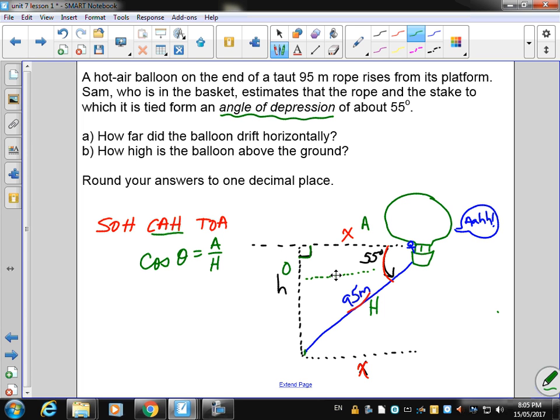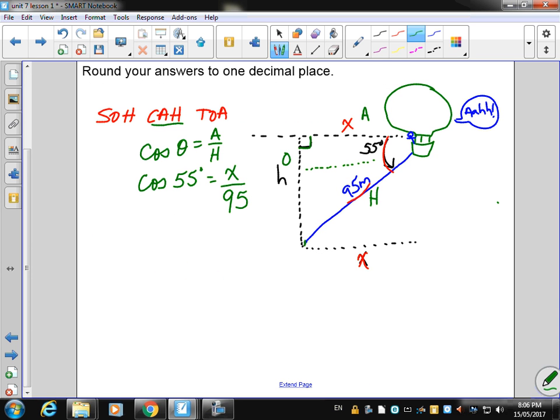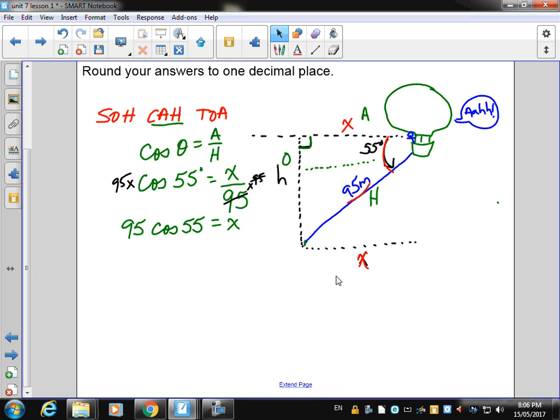So for this problem, I have cos 55 equals, the adjacent is the x, and hypotenuse is the 95. So to solve for x, I need to multiply both sides by 95. 95 cos 55 equals x. You can show that step, times both sides by 95, if that is helpful to you. And then the 95 and the 95 would divide out to 1.